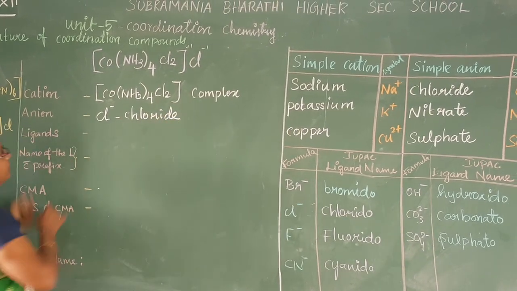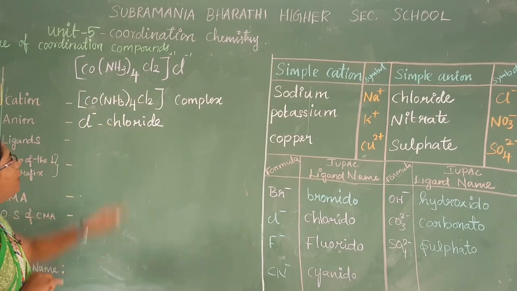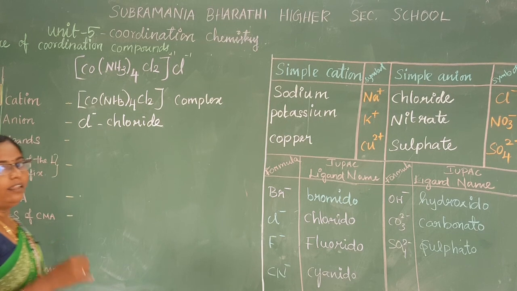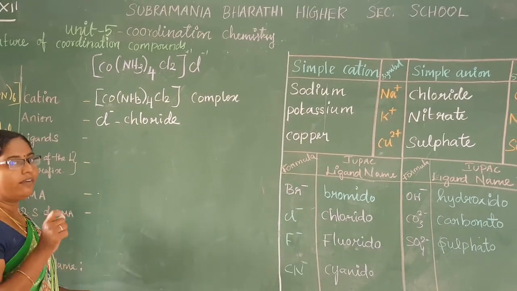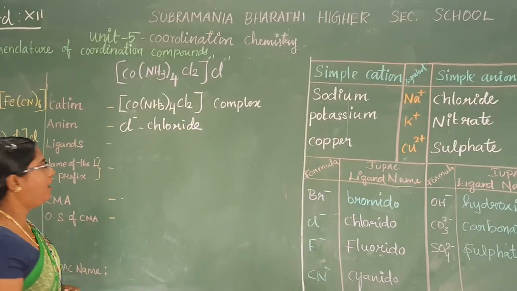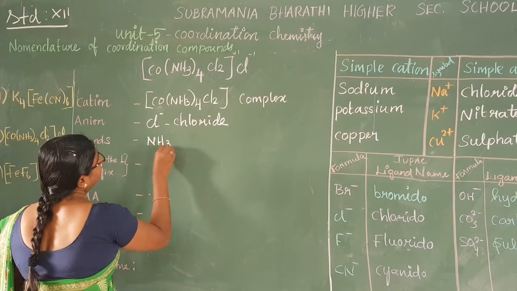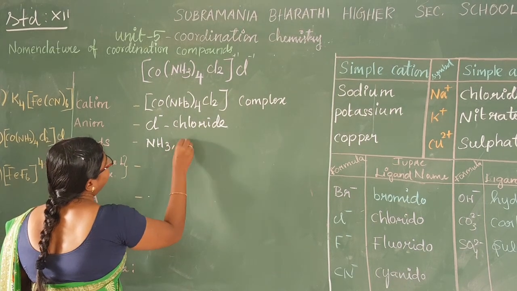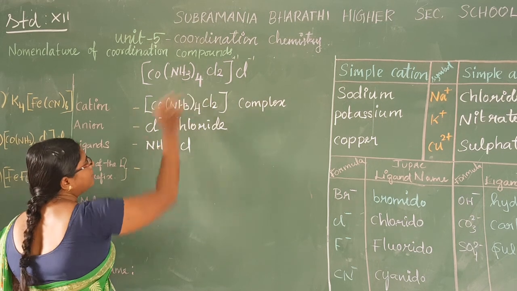chloride. Then the ligands. Here in this case I am having two kinds of ligands, two different kinds of ligands. If we are having two different kinds of ligands, what you have to do? You have to name them according to the alphabetical order. Let me write the ligands first: NH3 and Cl. So these are all the ligands which are present in this complex.